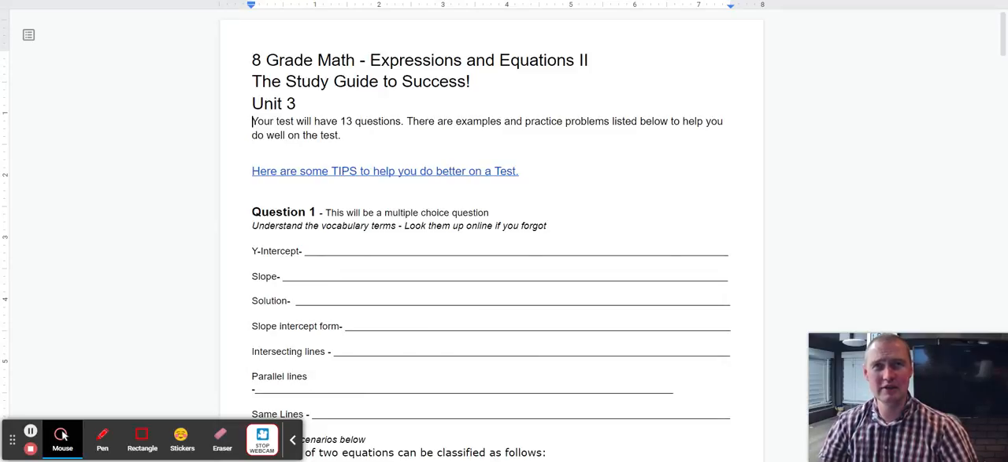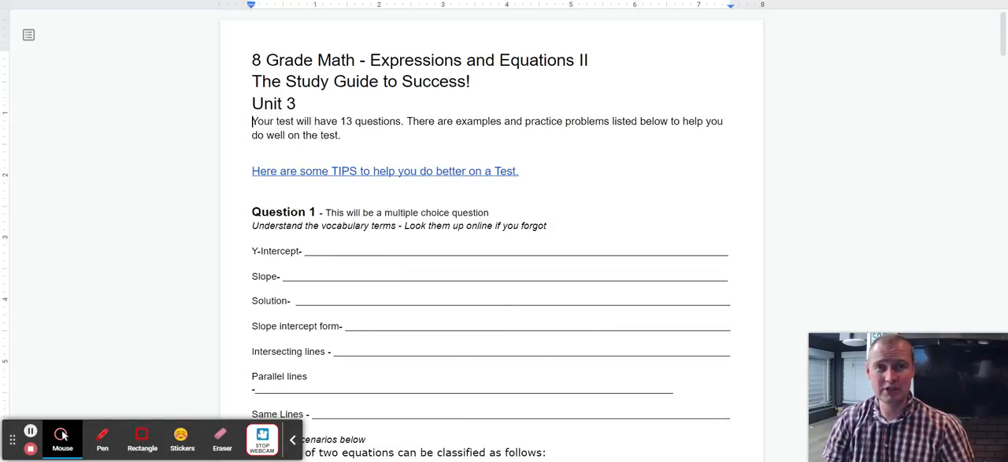Today we're working on the expressions and equations number 2 study guide. So what this means is you're going to have a test coming up and you want to know what's on it. So what I'm going to do is go through the study guide in detail, letting you know what is on the test and what you can expect. And when you look at the study guide and understand how to do it, you're going to do amazing on the test and have a fabulous weekend after that. All right, let's go ahead and get started.